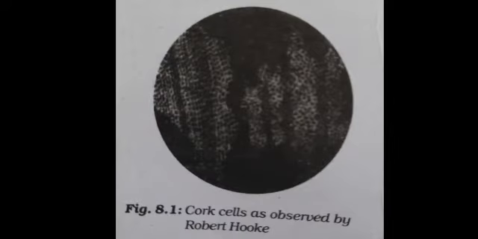Students, have you ever seen honeycomb structures? Yeah, if you observe individually, you can see compartment-like structures. In between them, a wall is present to separate those compartments. So each wall with those compartments is considered as a cell in cork.